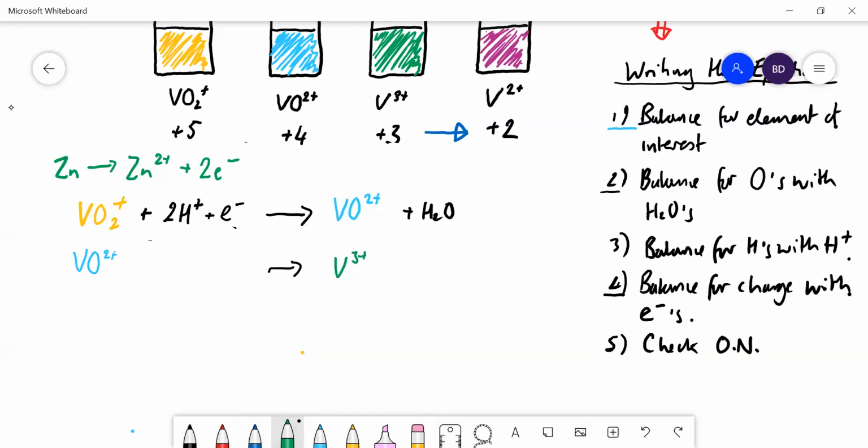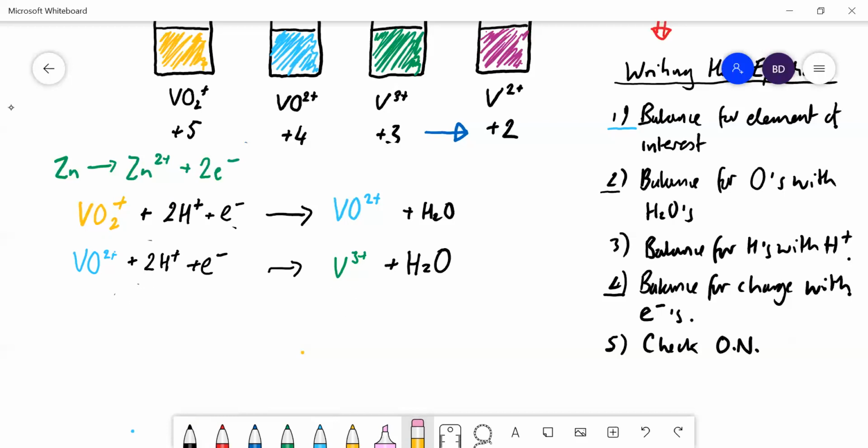Right, first of all, balance the element of interest: 1 vanadium, so we don't need to worry there. Oxygens, well, we need another H2O on the right. Step 3, balance for hydrogens, we need 2H+ again on the left. Charges, well, we've got +4 charges on the left and only +3 on the right, so we need 1 electron. Check the oxidation numbers.